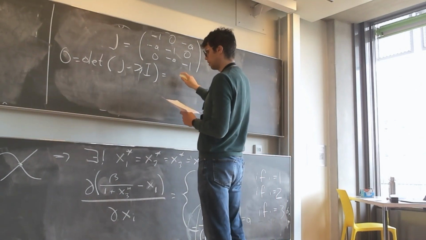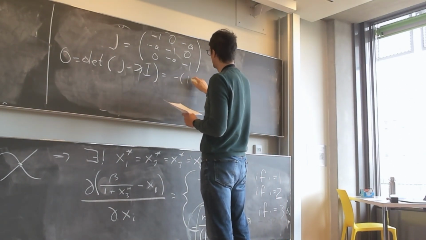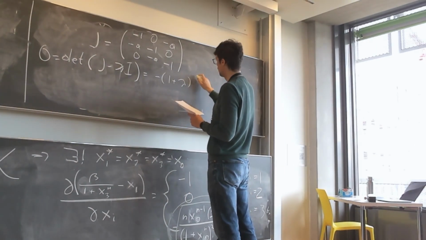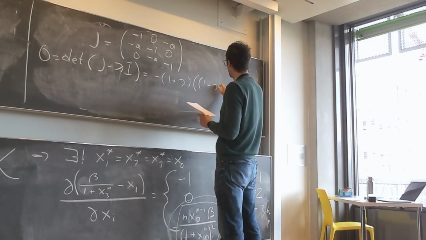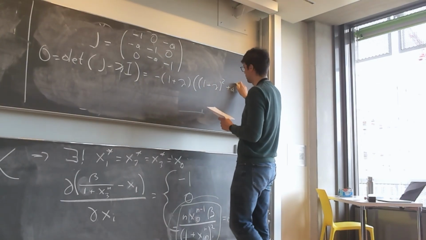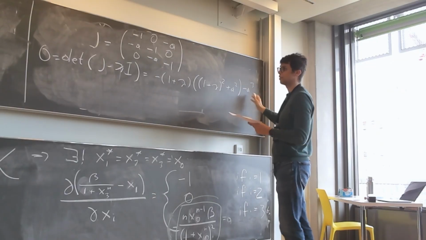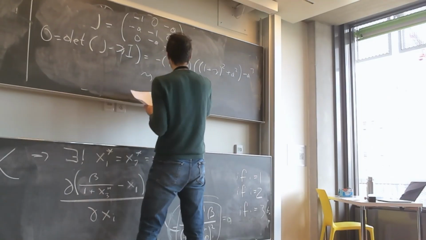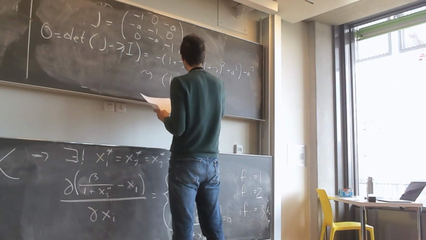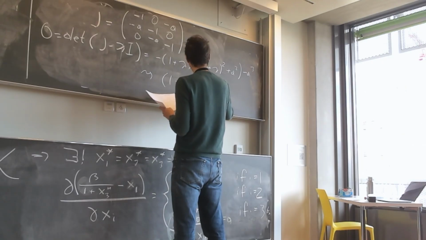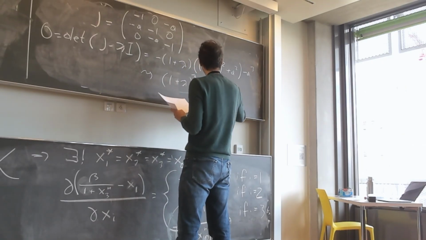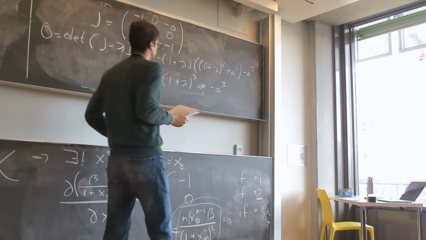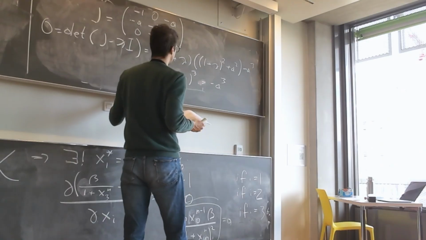So in our case, this will be minus 1 plus lambda, plus lambda squared plus A squared minus A cubed. All this thing has to be 0. This just comes down to 1 plus lambda to the power 3 being minus A to the power 3. Okay. You can do this by hand or by computer algebra system.